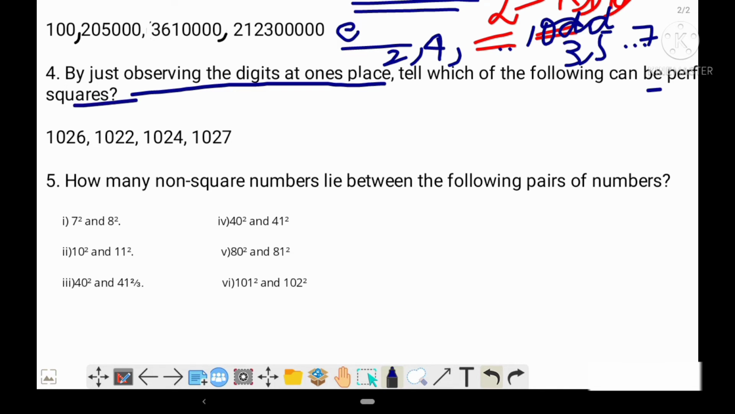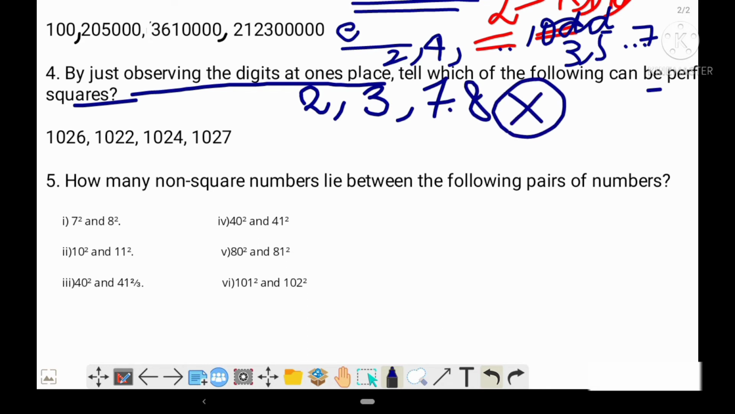Okay, so perfect square, I told you in that video that if a number ends with 2, 3, 7 or 8, then that number can never be a perfect square. So you need to remember this fact that any number ending with 2, 3, 7 or 8 cannot be a perfect square. So as per this fact, we will solve question number 4.